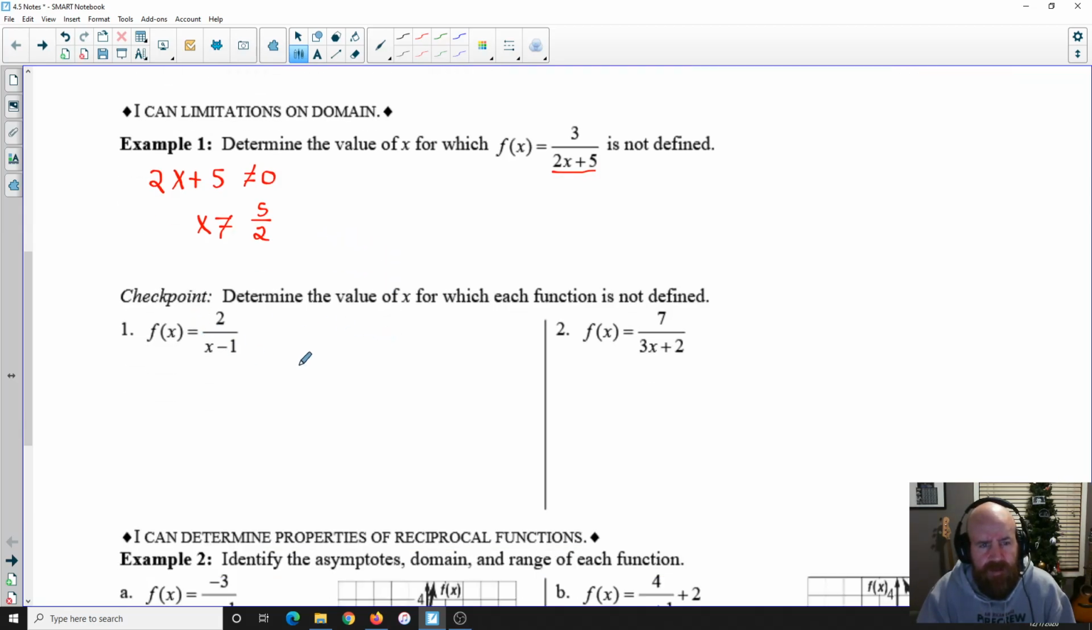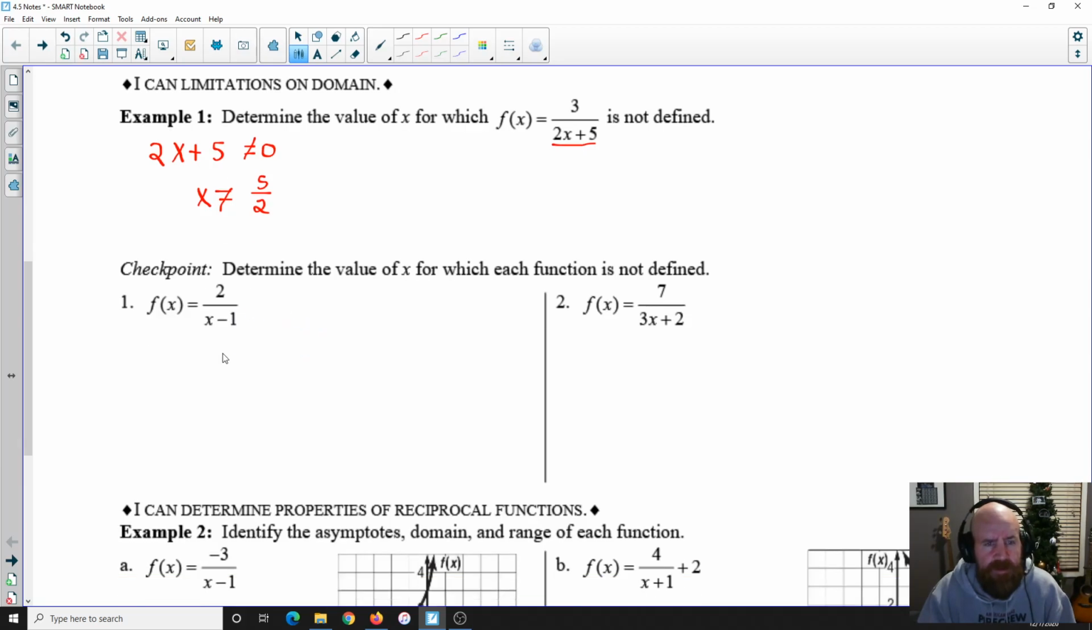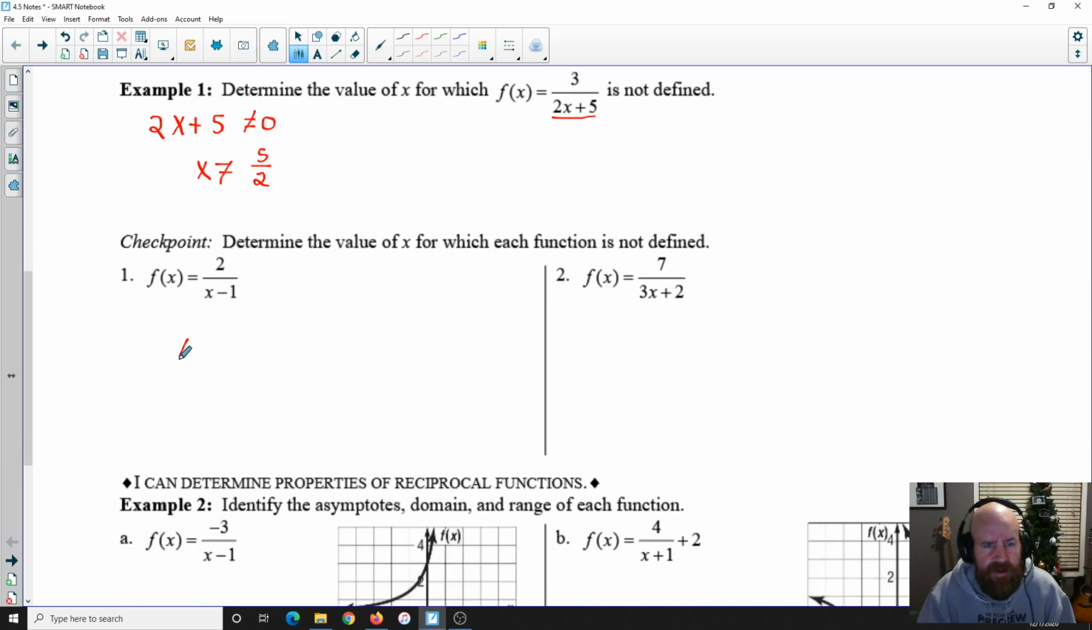So go ahead and try these. Go ahead and pause. In this first one here, we would say that x cannot equal 1. We know that if we plug 1 into the bottom, that would be a 0. And in this one, we would say x cannot equal negative 2/3. Because if we set that not equal to 0 and solve for x, we would subtract 2 and divide by 3.